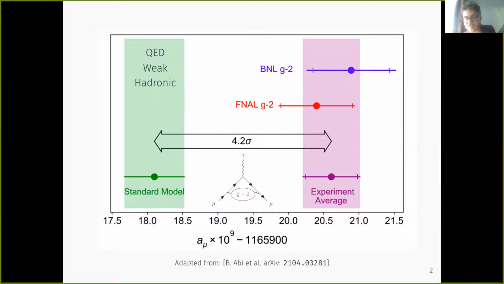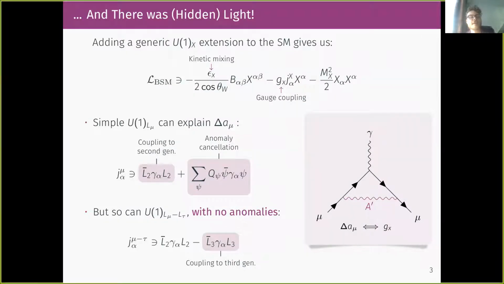We're going to consider just a very simple one field extension by adding this U(1) gauge symmetry to the standard model. So here I've shown the BSM Lagrangian that we're going to include, just the important parts. We've got our kinetic mixing, this epsilon X factor, which controls how the photon and the hidden photon, as we're going to call it, mix kinetically. We've got our gauge coupling g, and we've got the mass of our new gauge field. Now, this X hasn't quite been rotated into the right mass basis, so it's still an X, but once we do all of these transformations, then this X becomes our hidden photon, the A prime.